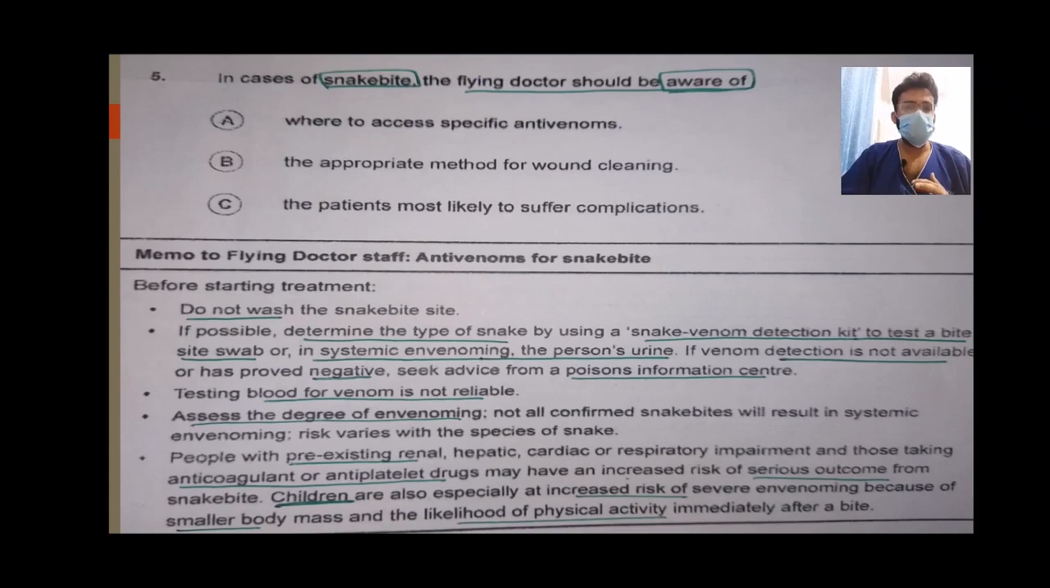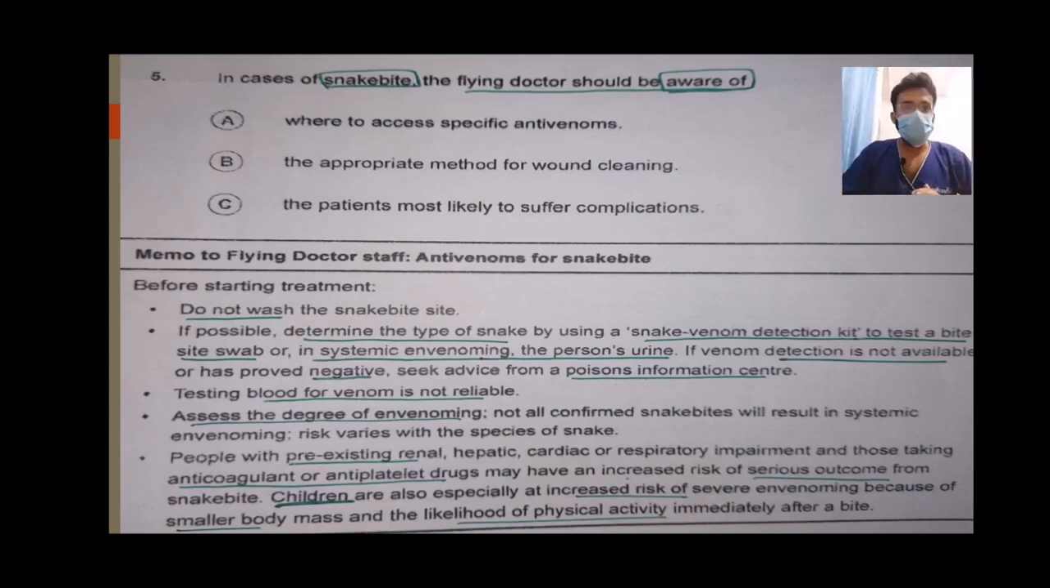We have discussed something about antivenom. Seek advice from the Poison Information Center if envenoming is negative. So this is wrong. Option B, the appropriate method for the wound cleaning. Point 1 was do not wash the snake bite site. So this option is also wrong.